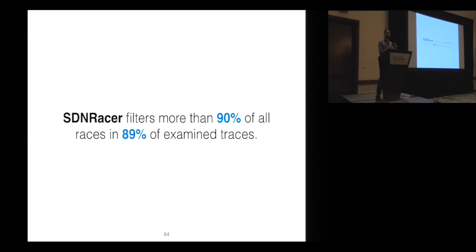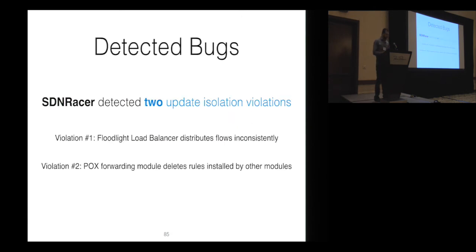So SDNRacer was able to reduce the races compared to just directly applying the happened before model. And in the best case, we reported only one race. The median was 24 races. So overall, you have a reasonable number of races that someone can look at to decide what can be done.